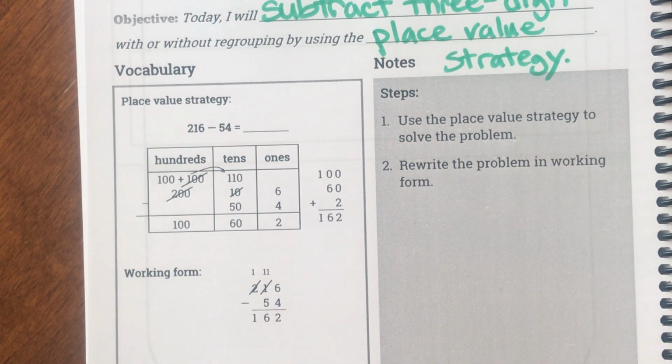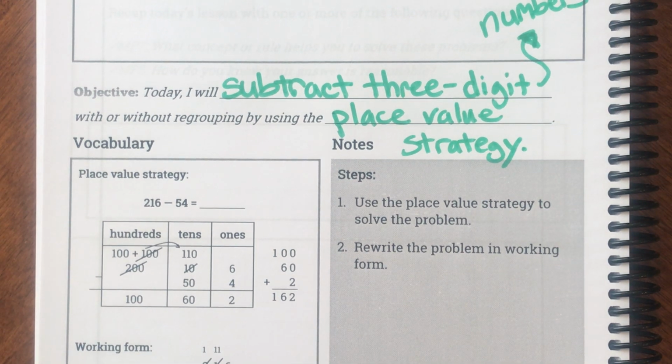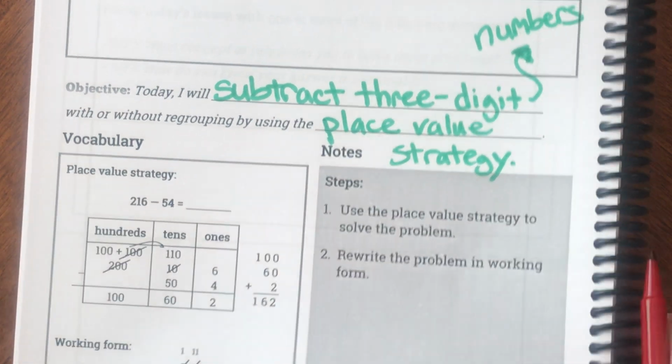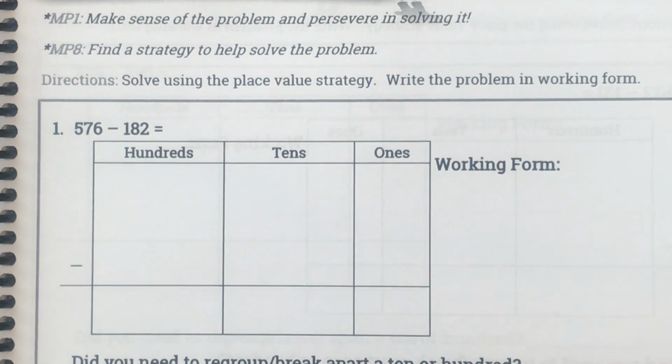What we're going to also add today that we didn't do in our last lesson is we are going to practice this working form. Our steps today say we're going to use the place value strategy to solve the problem, and then we're going to rewrite the problem in working form. I'm going to get started right away on my problem. If you can sit and make sure you're really focused. Here's my first problem.